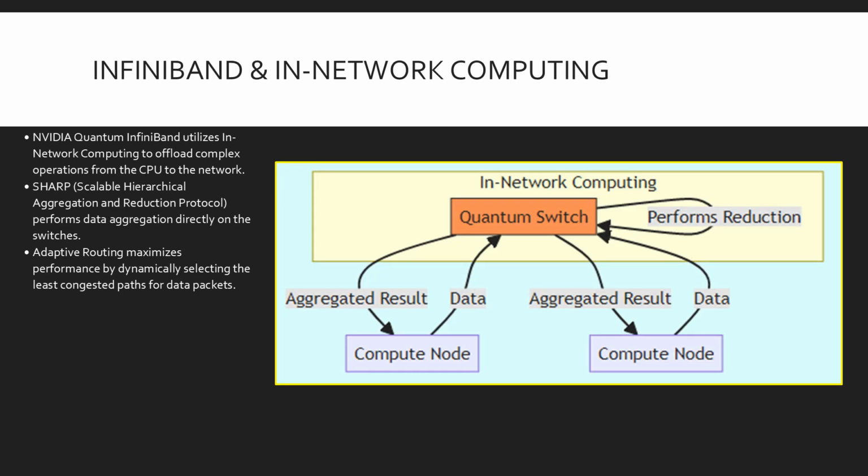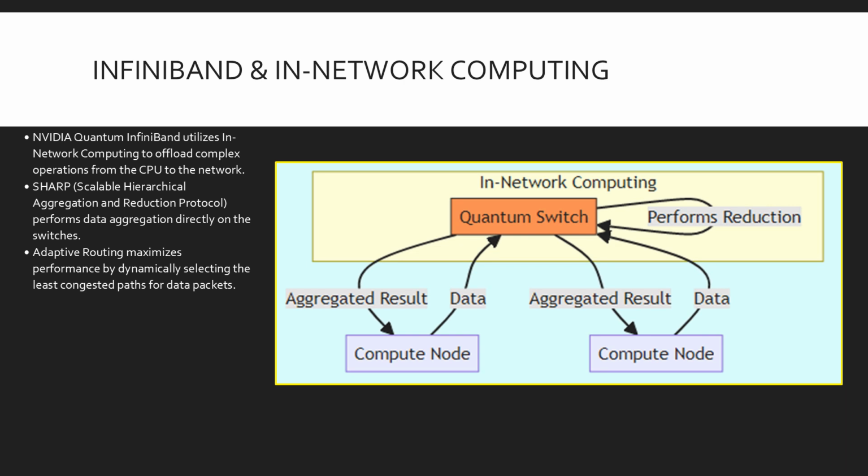For the highest performance, we look to NVIDIA Quantum InfiniBand. It's not just moving data, it's processing it. This is called in-network computing. A key feature here is SHARP. In traditional networks, data goes back and forth between nodes to be averaged or summed. With SHARP, the switches themselves perform these calculations as the data passes through. This effectively doubles the data bandwidth available for these operations. Furthermore, adaptive routing ensures that if one path is busy, packets instantly take an alternative route.